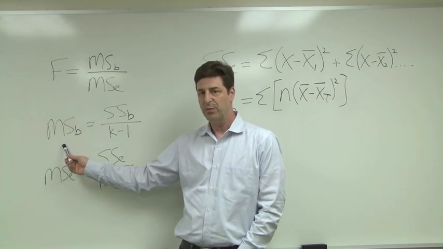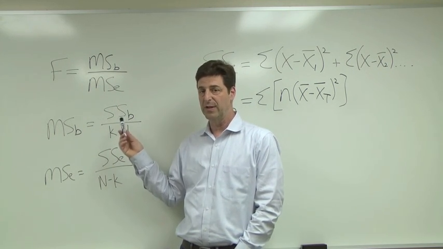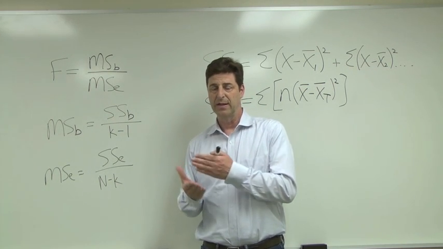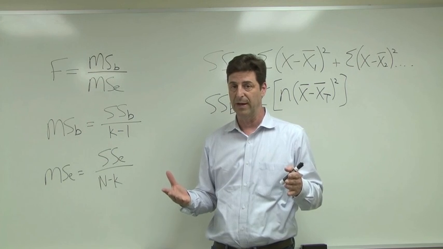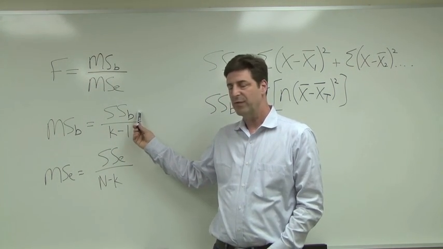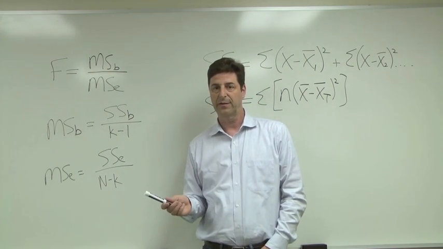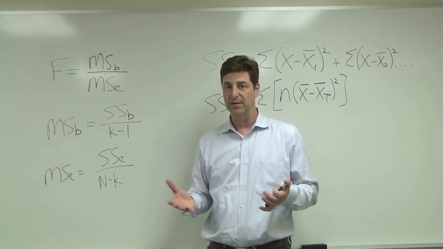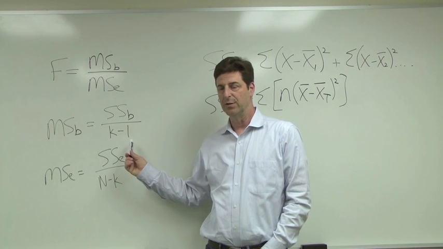The mean square between groups is the sum of squares, the sum of the squared deviations between groups. This is, generally speaking, the difference between a group mean and the overall mean, known as the grand mean or the total mean. So it's the sum of squares between groups divided by k minus 1. In this, k refers to the number of groups. So say you're comparing the means of 3 different groups. K would be 3, k minus 1 would be 2.